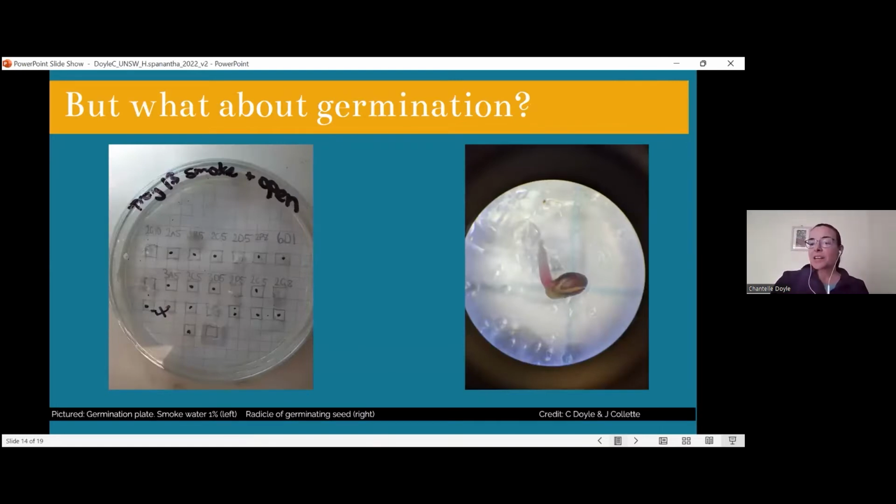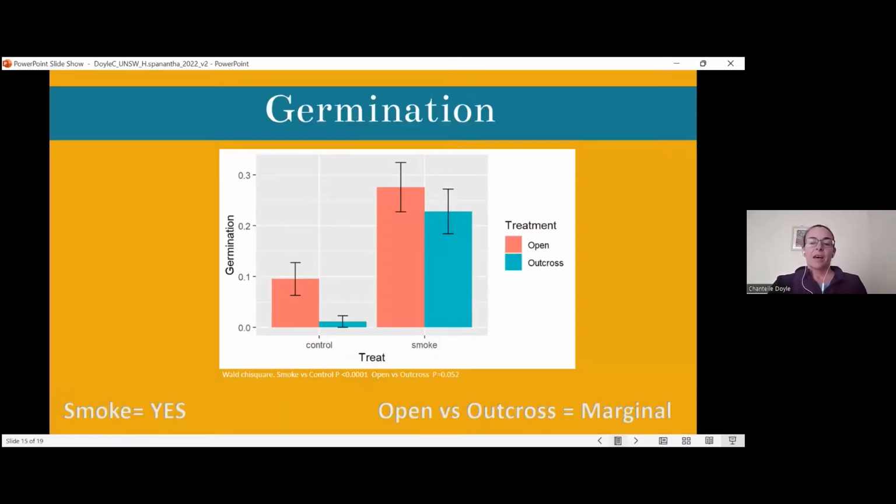Another way you can look at inbreeding effects, and this is where I'm getting to you, Shannon, is germination. We tried to germinate over 200 seeds that I collected from those different treatments, using smoke and a control. Found out that smoke significantly increases germination. Great. No impact of outcrossing or open pollination on germination rates.